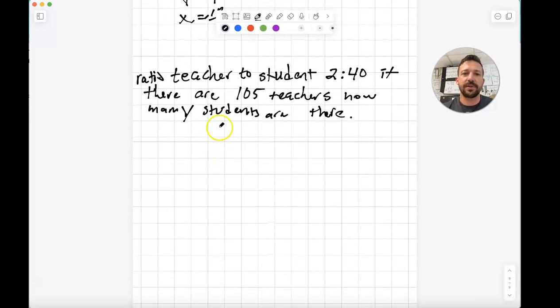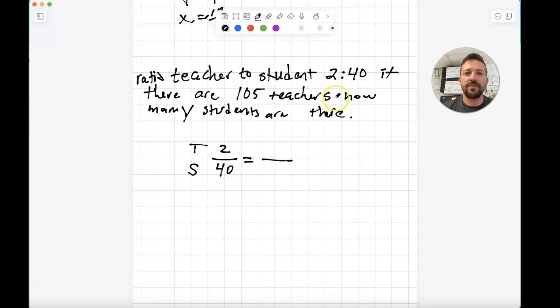So here's how I typically do it. I'm doing teachers to students, right? So I put a T for teachers and S for students. So I'm going to do a fraction equals a fraction. Now the top is going to represent all teachers. The bottom is going to represent students, okay? You're going to do this for all types of ratios. So teachers to students is 2 to 40. So there's 2 teachers to every 40 students, right?